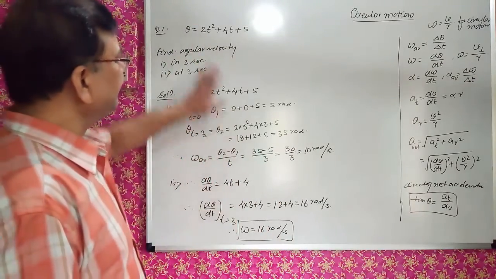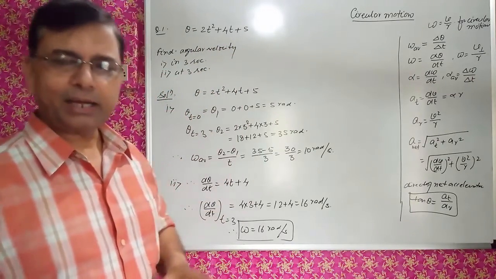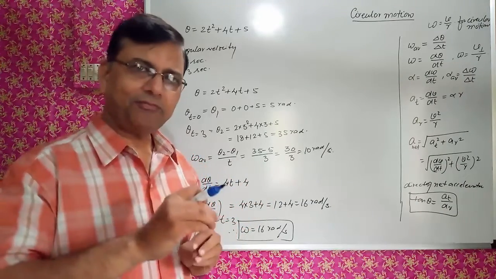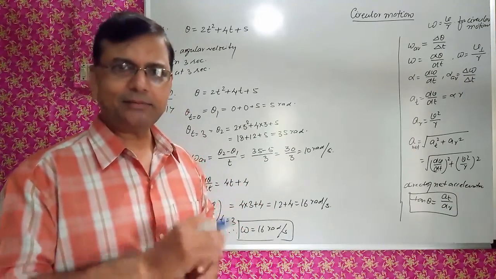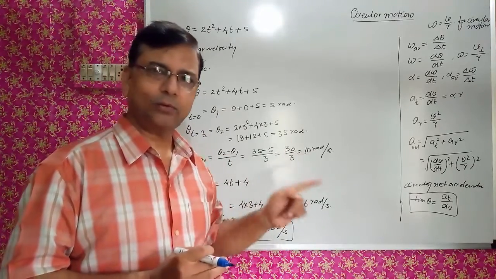So the concept is clear. Displacement is given in terms of t. If a duration is given, then we can find theta 2 minus theta 1. If a particular time, a particular instant, is needed, then we will find the instantaneous angular velocity.